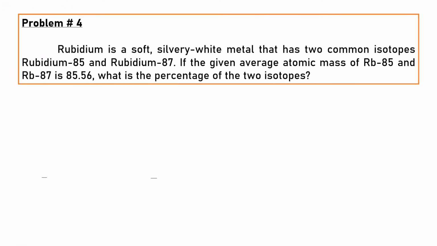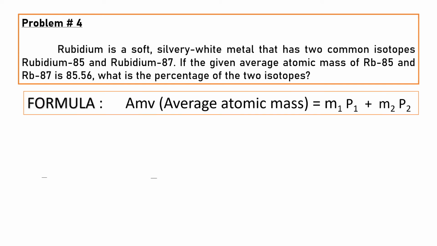Let us have problem number 4. Rubidium is a soft silvery white metal that has two common isotopes, rubidium-85 and rubidium-87. If the given average atomic mass of rubidium-85 and rubidium-87 is 85.56, what is the percentage of the two isotopes? Still the same formula, you will use M1 multiplied by P1 plus M2 multiplied by P2. So you only have 1 minute to answer this problem number 4. You may start.